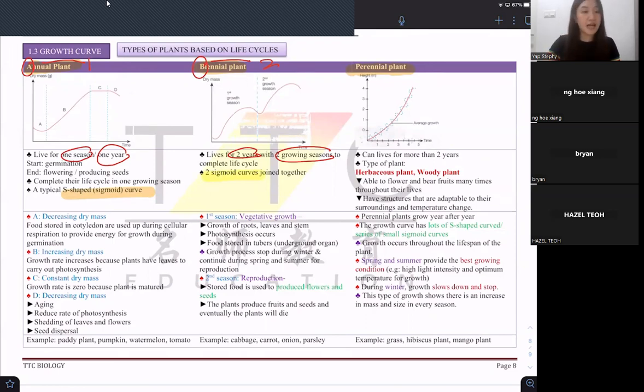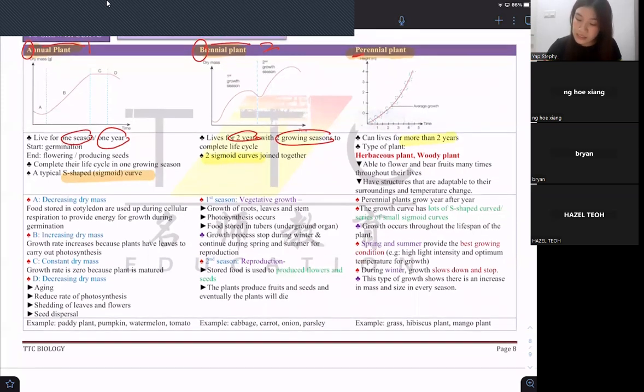Okay, and also for the last one, the perennial plant. Perennial plant is for the P. P means a lot of the alphabet, right? So P is like a lot. That's why you can see a lot of the S here. This one I live more than 2 years, so more sigmoid curves, and I have a series of small sigmoid curves. So this is for the perennial plant. It's very easy. You just use the first alphabet to remember their growth curve.